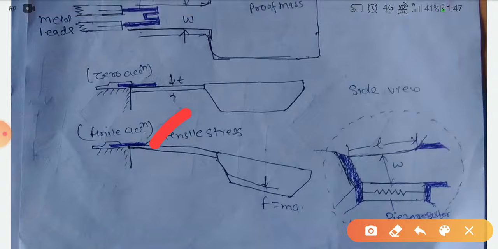The piezoresistance will change, and we can measure it. If you want to convert the resistance value into a voltage change, you can use a circuit like a Wheatstone bridge or similar, so you can convert the resistance change into voltage.